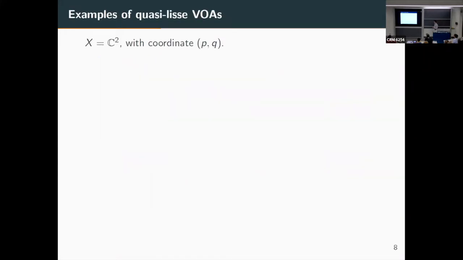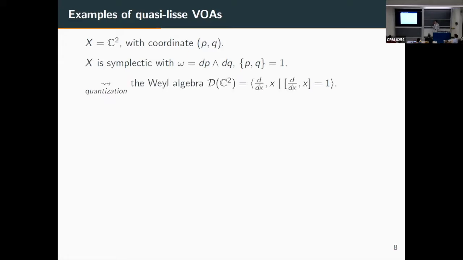Okay, so let me show some examples of quasi-lisse vertex operator algebras. So let's first consider the simplest case. Let's consider C2 with coordinates p, q, and we give it the natural symplectic structure. And then if you quantize, the natural quantization of this symplectic manifold is the so-called Weyl algebra. It is the algebra generated by p and q with this relation.